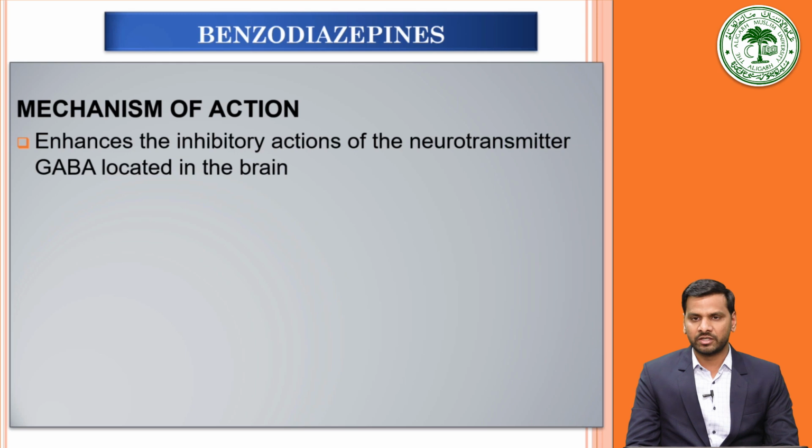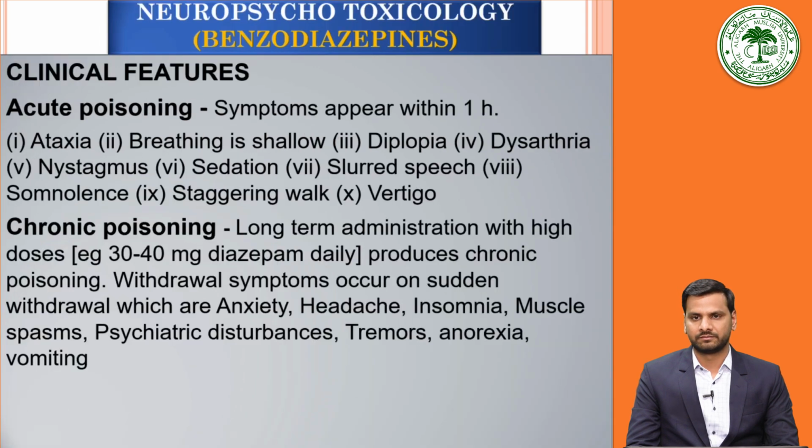Coming to mechanism of action, it enhances the inhibitory actions of the neurotransmitter GABA, which is located in the brain. Clinical features: the symptoms are divided into two, that is symptoms for acute poisoning and symptoms for chronic poisoning. In case of acute poisoning, symptoms appear within 1 hour, which are ataxia, shallow breathing, diplopia, dysarthria, sedation, slurred speech, nystagmus, somnolence, staggering walk, and vertigo.